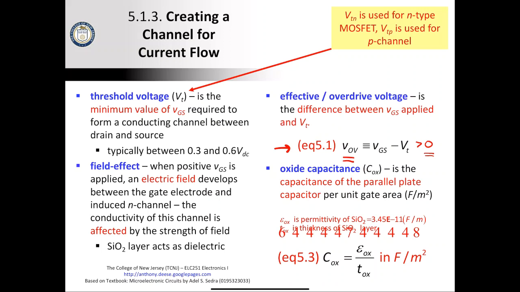Per unit gate area, and that's given by equation 5.3. I'm sorry for the 644 thing. I removed that from most of the slides, but I must have left one on here. I changed the equations to a form that is compatible with the iPad. So the oxide capacitance is equal to the permittivity of silicon oxide, which is normally 3.45 times 10 to the negative 11 farads per meter, divided by the thickness of the silicon oxide layer in meters.